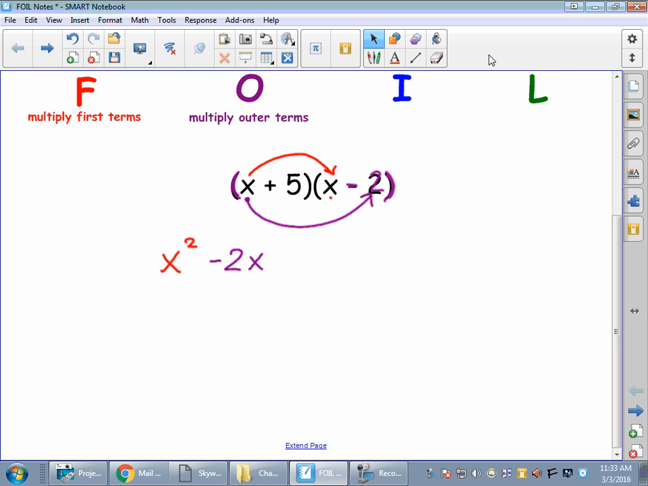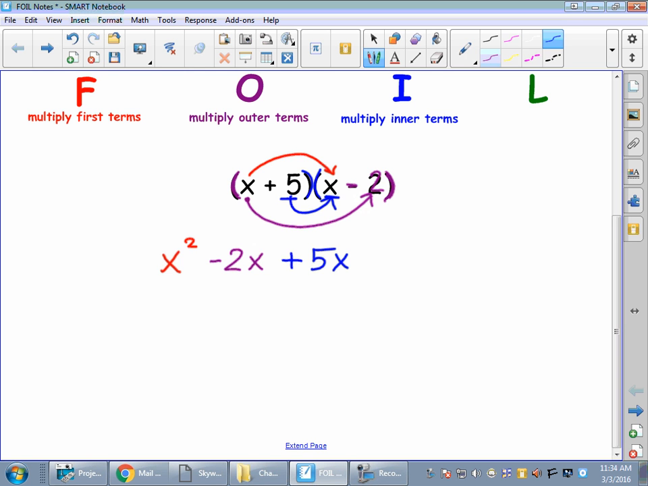The I in FOIL stands for the inner terms. So you're going to take the 2 innermost terms, one from each quantity. And so you can probably guess that it's going to be the 2 that are touching the inside parentheses. So that's this positive 5 and this positive x here. So 5 times x is a positive 5x.